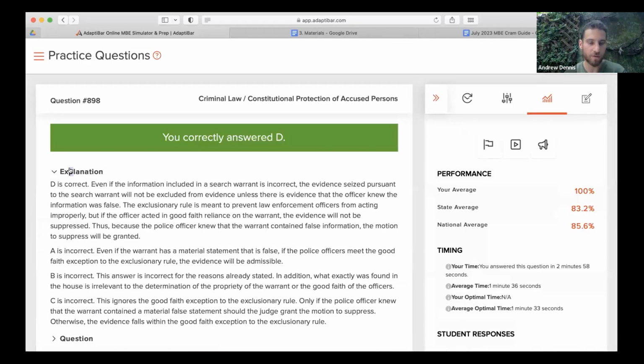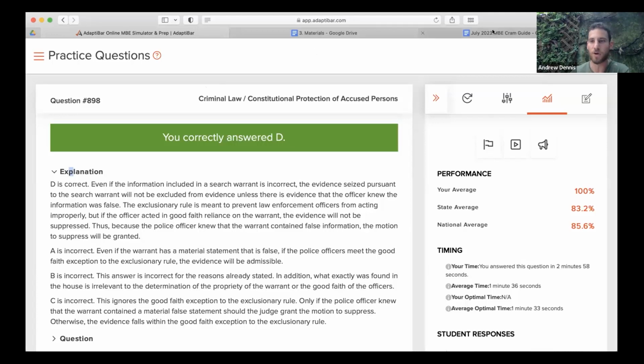So even if the information included in a search warrant is incorrect, the evidence seized pursuant to the search warrant will not be excluded from evidence unless there's evidence that the officer knew the information was false. The exclusionary rule is meant to prevent law enforcement officers from acting improperly, but if the officer acted in good faith reliance on the warrant, the evidence will not be suppressed. Thus, because the police officer knew that the warrant contained false information, the motion to suppress will be granted.